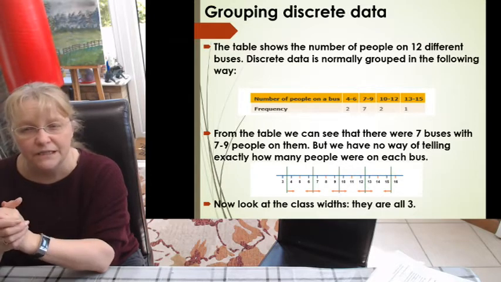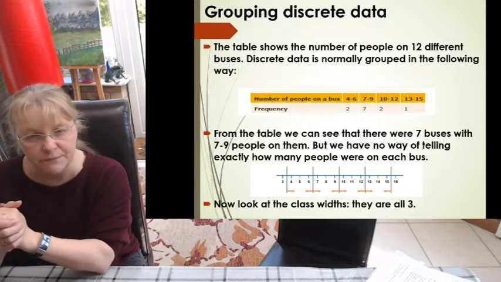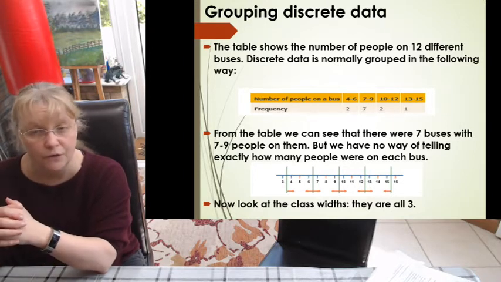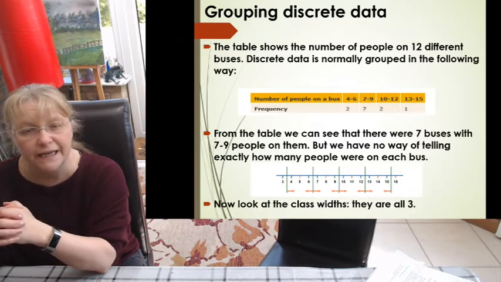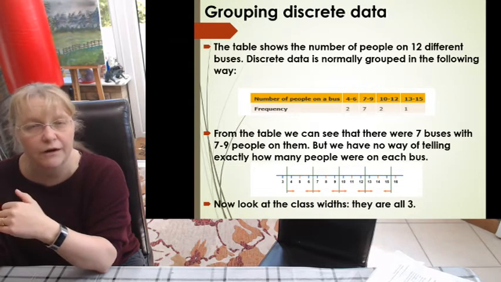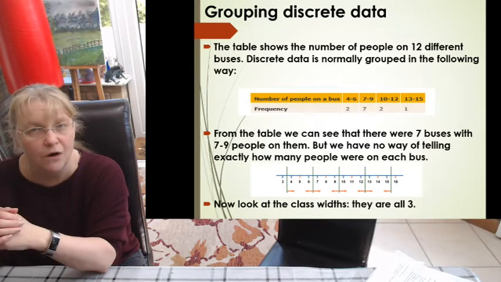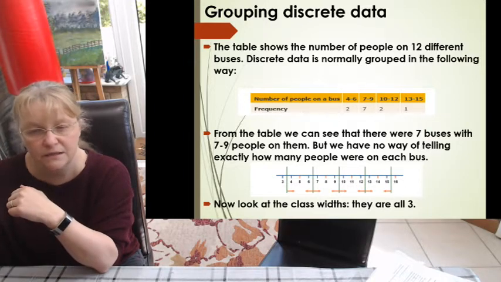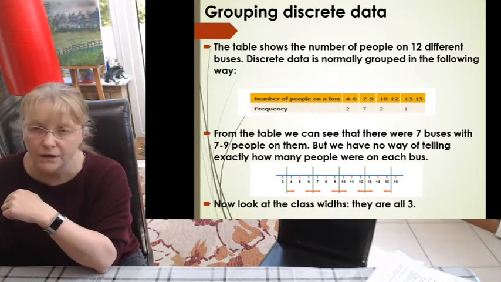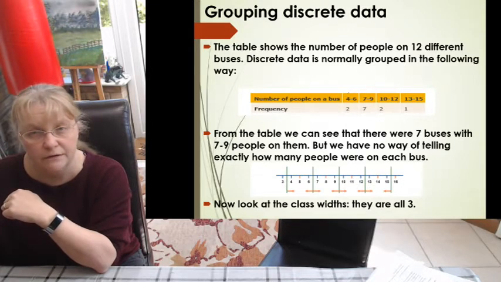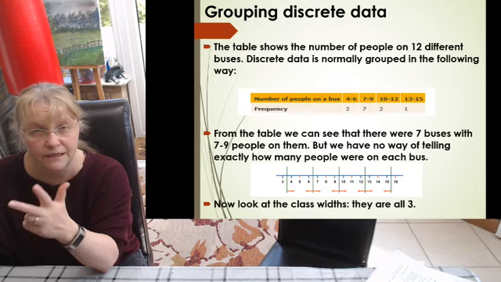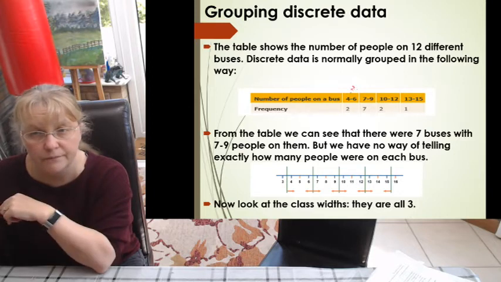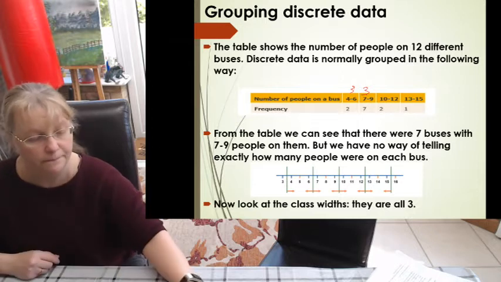Okay, so from here we can see that there are 7 buses with 7 to 9 people on them. But we have no way of telling exactly how many people there were on each bus because it hasn't been marked down. So we will do this in class widths, which are between 4 and 6. So these class widths, they're 3. So it's 4, 5, 6, 3. That is a really badly drawn 3, so I'll draw that there.